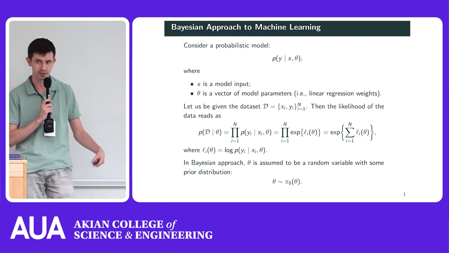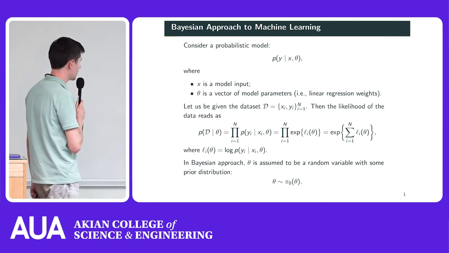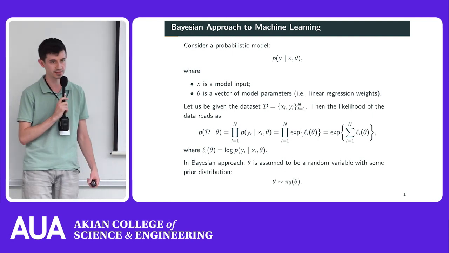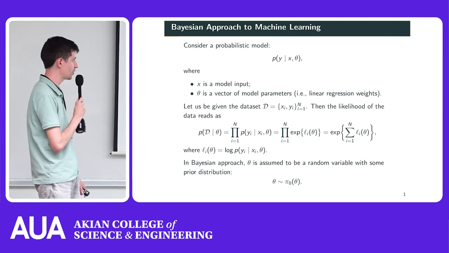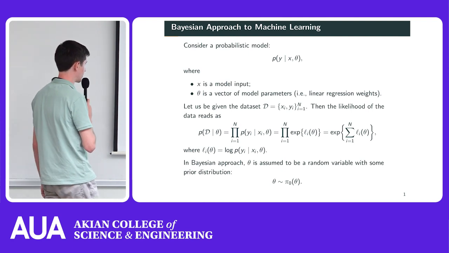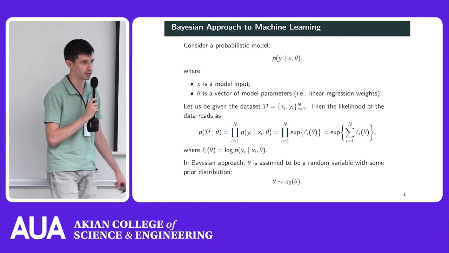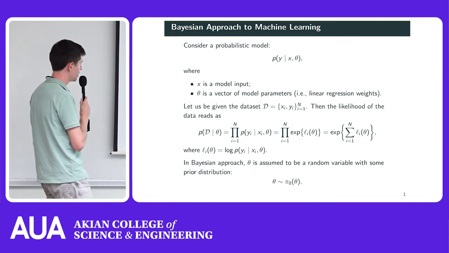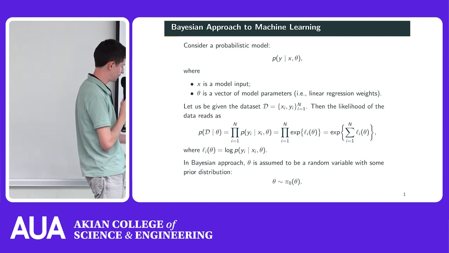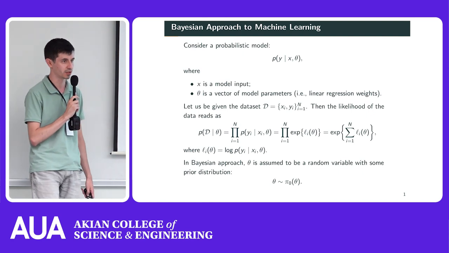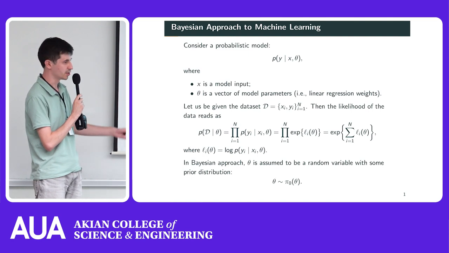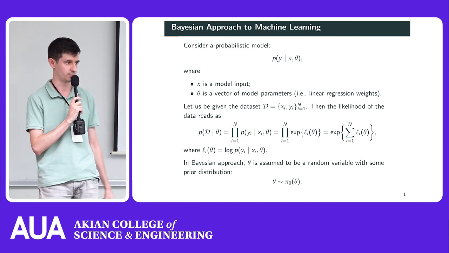So it might be linear regression, might be a neural network, it might be whatever. And usually we consider a situation when we are given a data set, so pairs X and Y, your historical observations. And then people write a likelihood function, which is basically the joint density of Ys, the joint probability of Ys. And usually it's convenient to rewrite it via log likelihood functions. And basically then the total likelihood is the exponent of the sum of log likelihoods for individual data points.